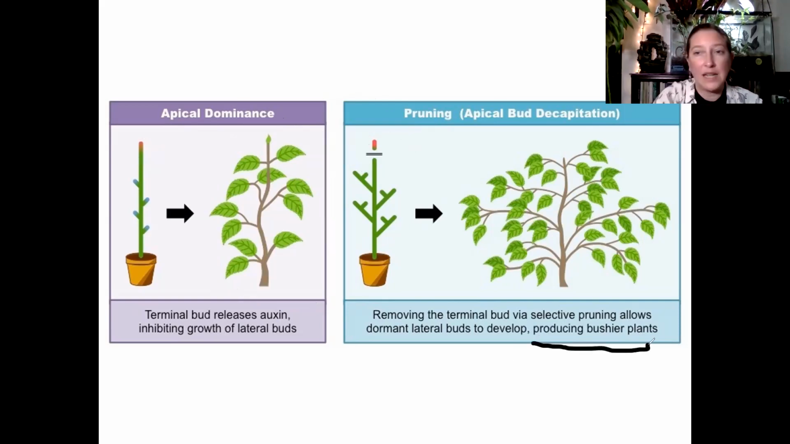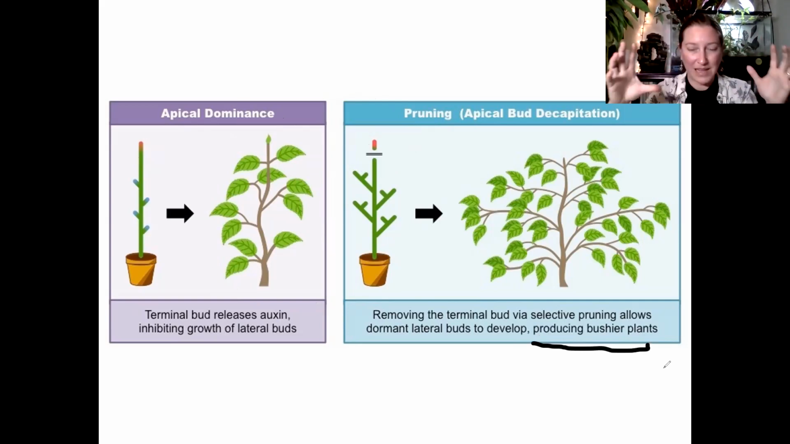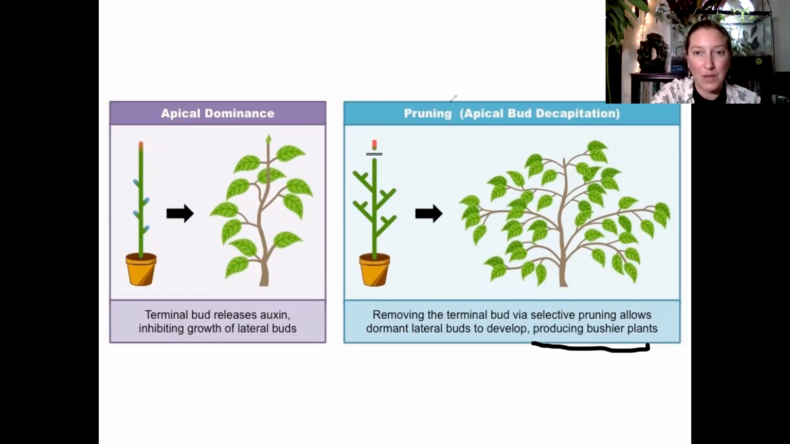This produces bushier plants. So oftentimes, if you're doing landscape work on your house, or you might have a house plant that's kind of long and spindly, people tend to like plants that are more bushy. And so this is one way you could actually make them more bushy.